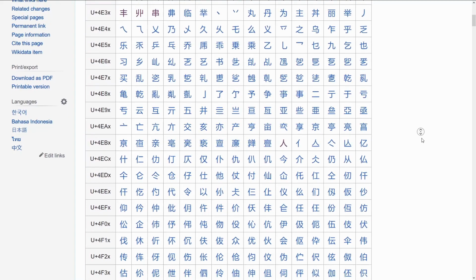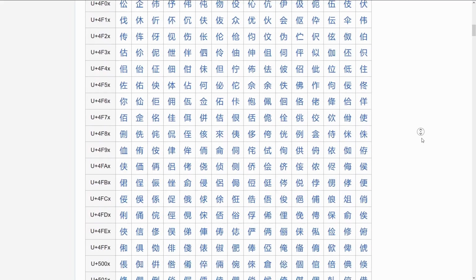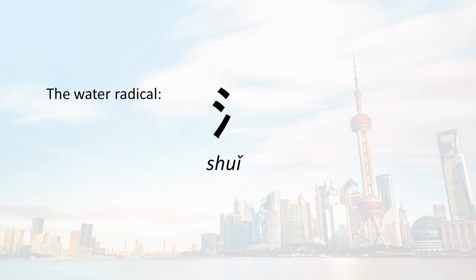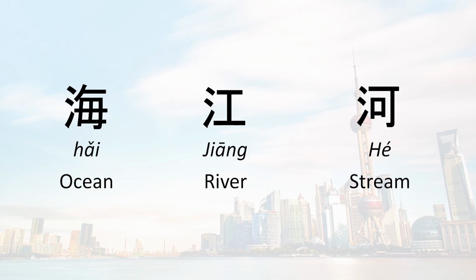Of course, there are thousands of these characters to learn, as you can see just looking at Unicode, but there are some things that can help you. Chinese characters have what are called radicals, which are the basic components of characters. Here you can see this radical being used in multiple characters. Some radicals can give a hint at the pronunciation, and some a hint at the meaning. For example, here is the water radical. Here it is used in ocean, river, and stream. So seeing this character lets you know that it has something to do with water.